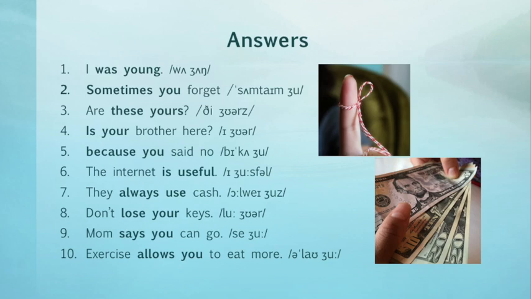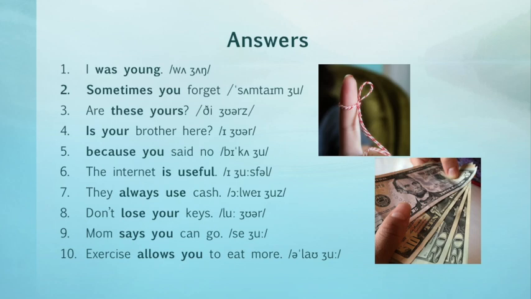Pronouncing a feature of connected speech can help you hear it when other people use it. So I'm going to say each phrase twice. Please listen and repeat after me. The most important thing is to try to say the zh sound in between the two words. Here we go. Number one, I was young. I was young.